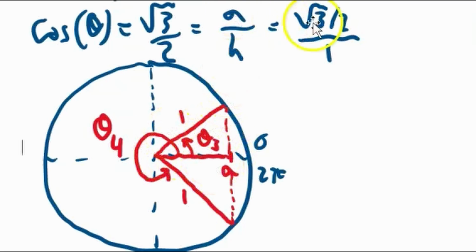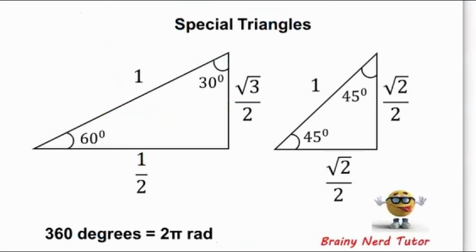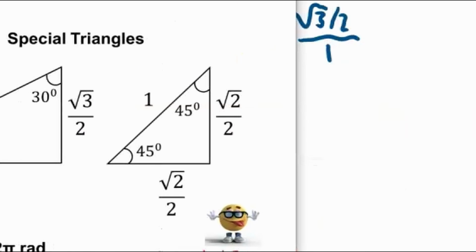Now, the adjacent is root 3 over 2. Hypotenuse is 1. Every time you see a root 3 over 2 or a root 2 over 2 or a 1/2, you want to think special triangles. And I'm going to go through these special triangles really quickly. If you want me to go in depth, just let me know. But there are 2 triangles that are special. One of them has angles of 30 degrees and 60 degrees. The other one's 45 degrees. And we have these sides here, which are the sides we want.